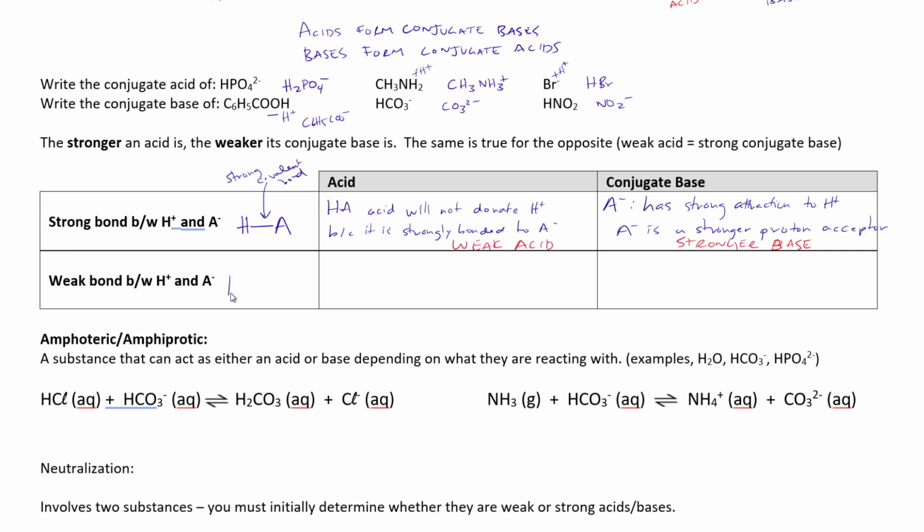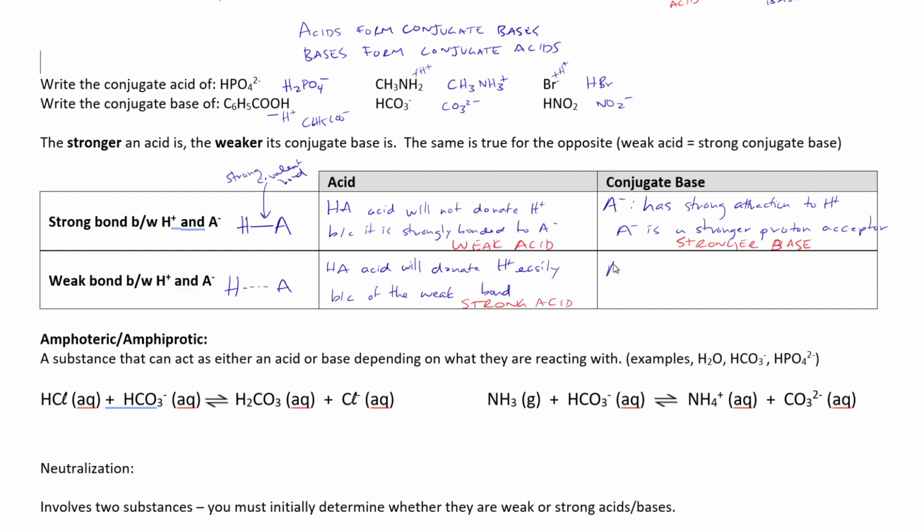If you have a weak bond between H and A, then that means that the HA acid will donate H plus easily because of the weak bond. And so if you have a weak bond between H plus and A minus, that makes it a strong acid.